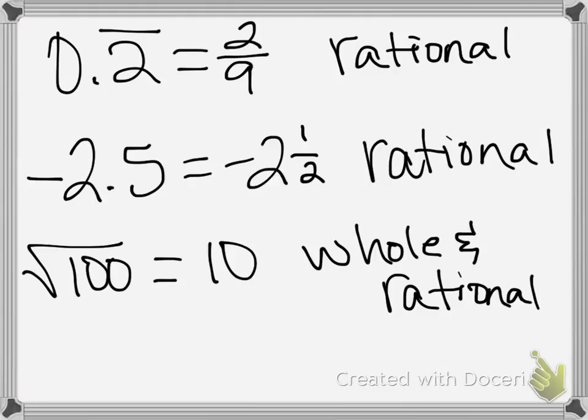Although it's not a whole number or an integer, it is rational, so we would just classify it as rational. If you're given something like -2.5, it can be turned into a fraction. Do you have to? No, you can just identify it as a rational number.